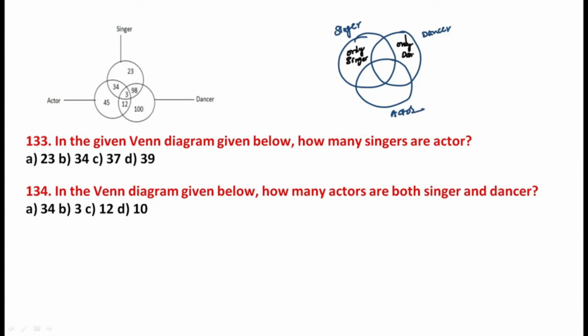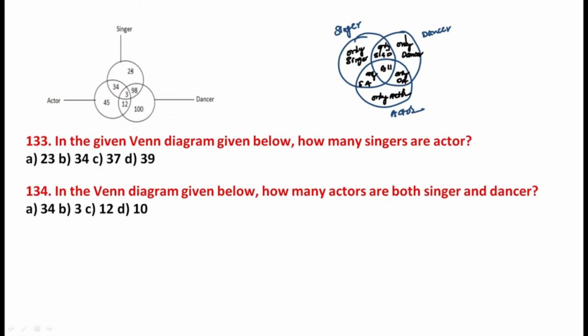Guys, only dancer is completely different from dancer. In the same way, here we can represent only actor. In the same way, here we represent only singer and dancer. This is the representation for only singer and actor. It is the representation for only dancer and actor. And finally, all together is this representation.